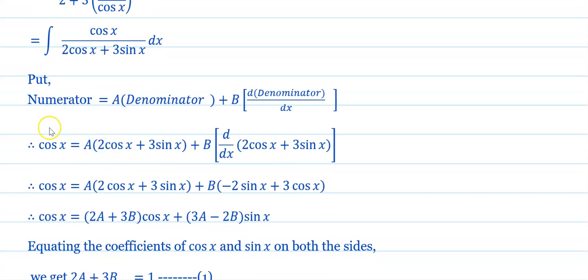Again, what is our formula? Numerator is equals to a into denominator plus b into derivative of the denominator. No problem. Cos x is the numerator as it is. A into denominator is a times 2 cos x plus 3 sin x plus b times d by dx of the denominator, that means the derivative of 2 cos x plus 3 sin x. What about the derivative of cos x? It has a minus sign, minus 2 sin x. And what about the derivative of sin x?